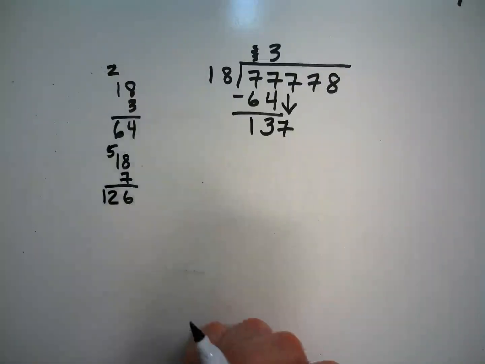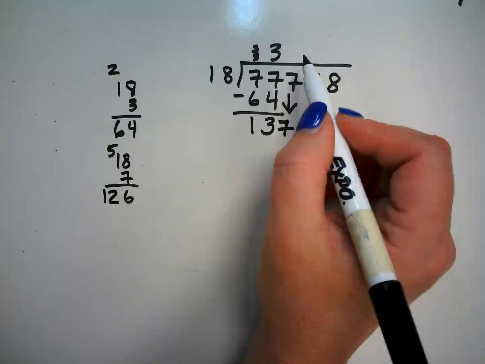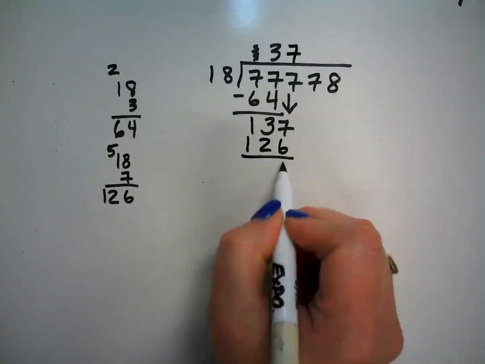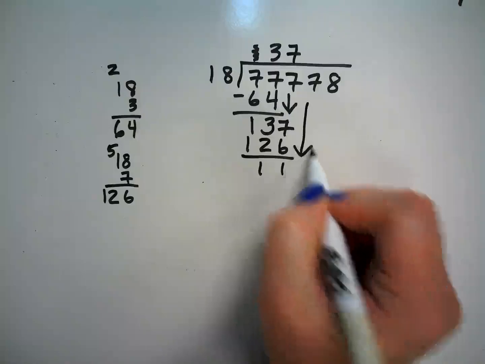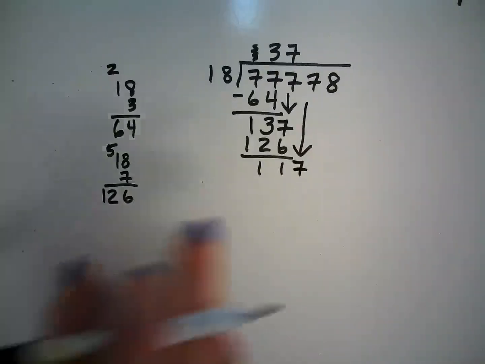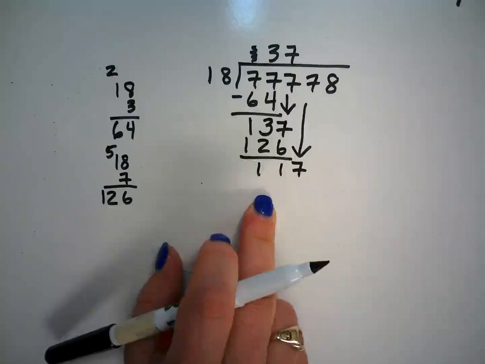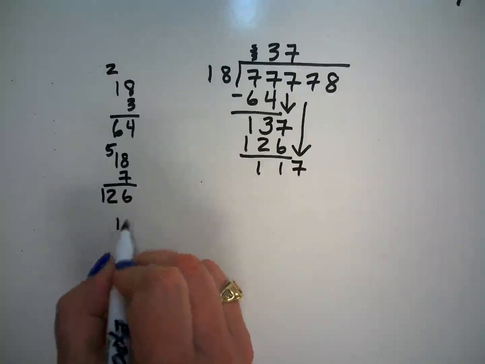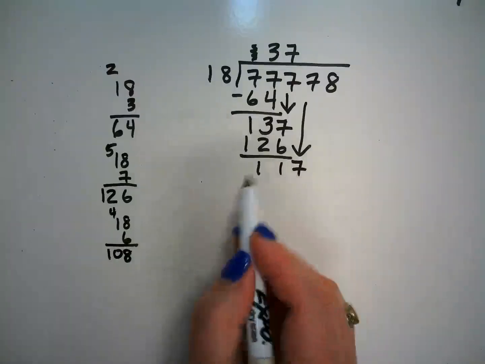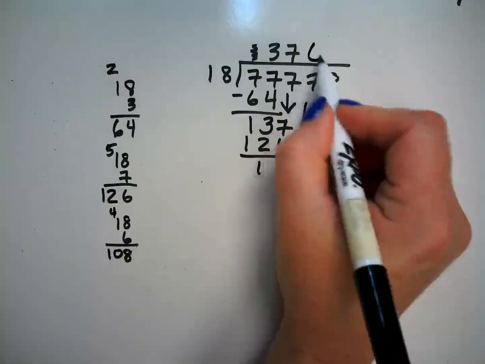That gets me to 126. That's as close as I'm going to get without going over. So 7 is my number. When I subtract, I get this. Now, 126 is too high. So I know that I can't go in here 7 times. So let's see what happens if I do 6. I get 108. That's pretty close without going over. So I know that this answer is going to be 6.